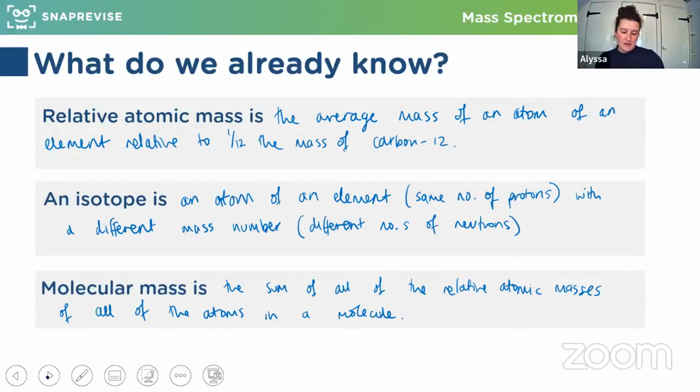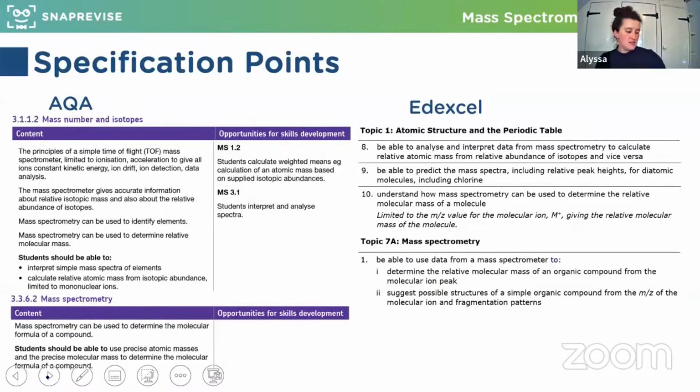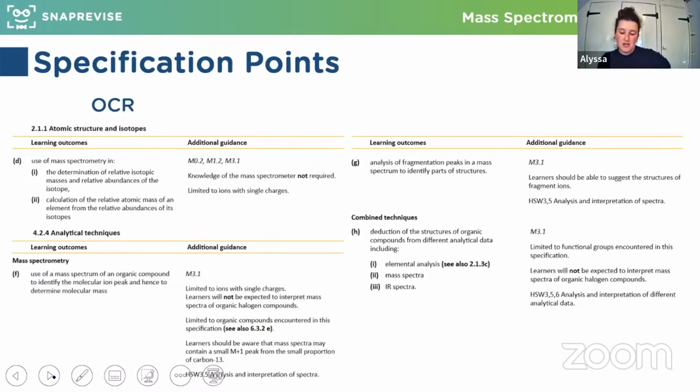Lovely. Let's keep going then. So for some reason, these are in an odd order. So usually we do the spec points first, but never mind. So if you're an AQA student, these are the specification points that we're going to be covering. If you're an Edexcel student, these are the specification points that we are looking at today. And then if you're an OCR student, these are the OCR spec points we're going to be covering.